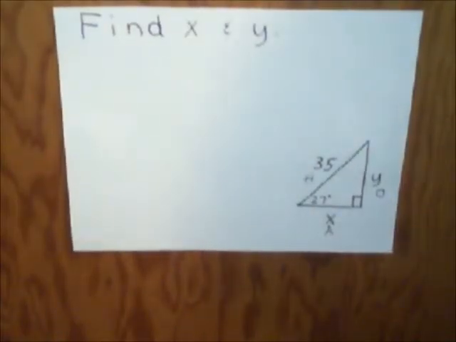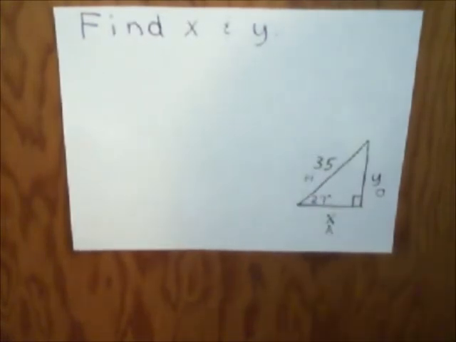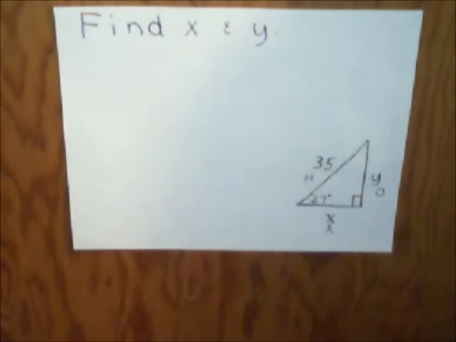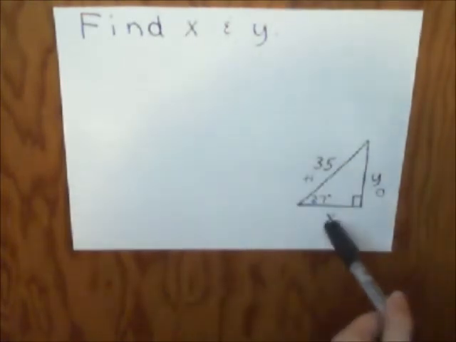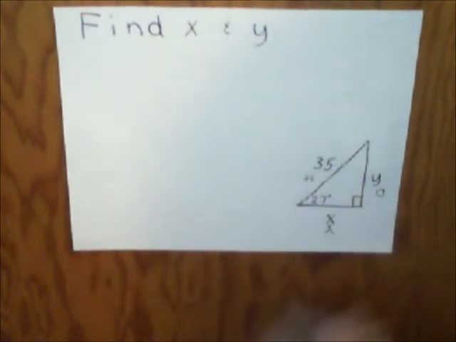Now for a sample problem. Find x and y if a given side is 35 and a given angle is 27 degrees. First we should label each side, which I have already done. This is the adjacent side, this is the opposite side, and this is the hypotenuse. So to solve for x and y, I think the best option for x would be to use cosine, since we already know that the hypotenuse is 35, and the best option for y is to use sine.